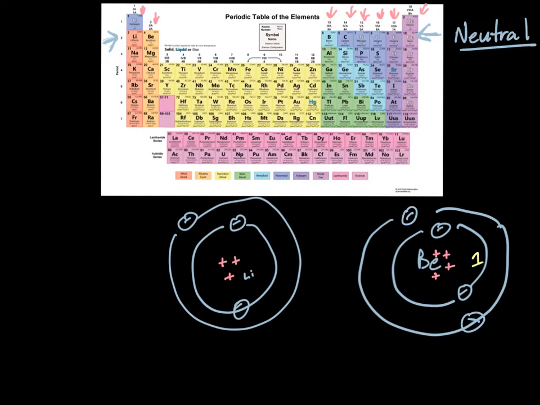This is the first energy level, and 2 in the second energy level. This is 2 in the first energy level and only 1 in the second energy level. So that's lithium. That's beryllium. Now let's go ahead and take a look at boron.